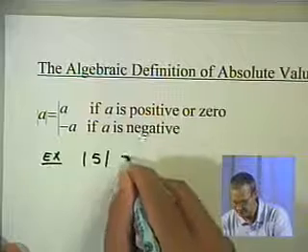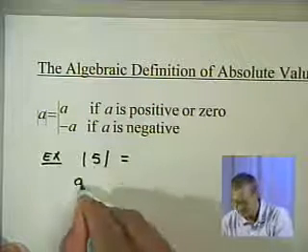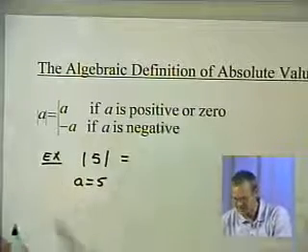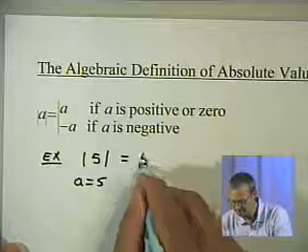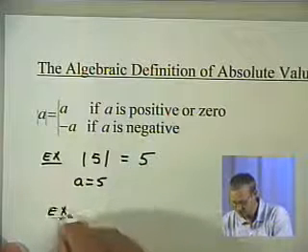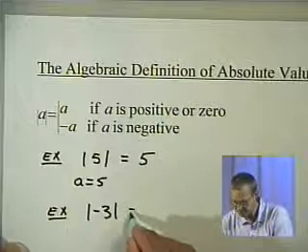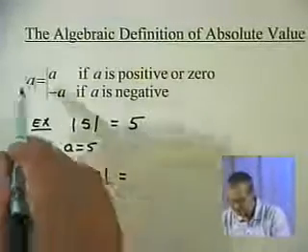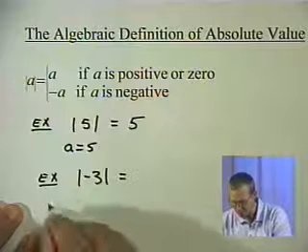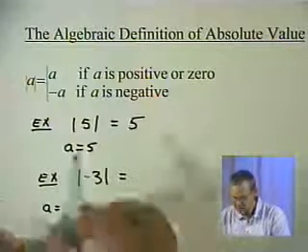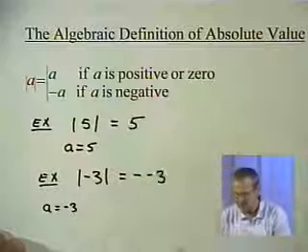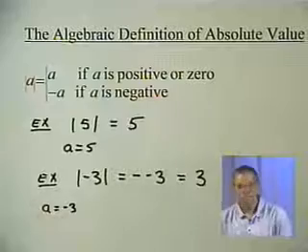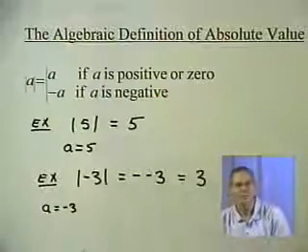The absolute value of 5. Well, in this case, our A is equal to 5. According to our algebraic definition, if A is a positive number or 0, then the absolute value of that number is just the number. So the absolute value of 5 is 5. Another example, the absolute value of -3. Well, let's go ahead and look at the algebraic definition. Our A in this case is whatever is inside the absolute value. Our A is -3. So the absolute value of -3, according to our definition, is -(-3). And two negatives make a positive. So again, whenever we see the absolute value, we are really just going to take the positive value of the number. Let's do one more example.